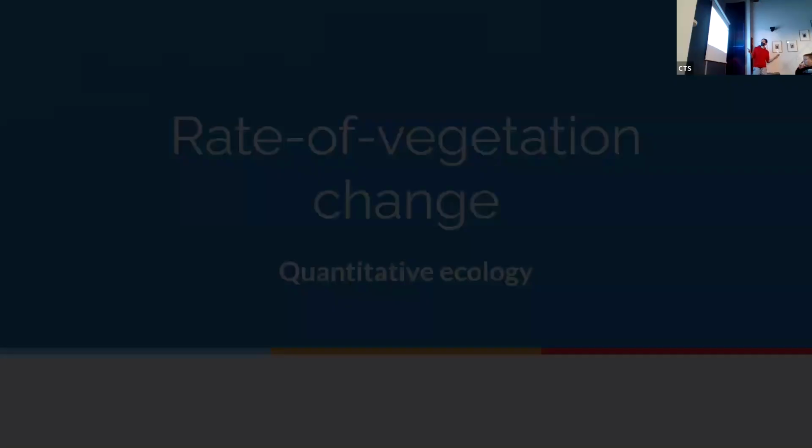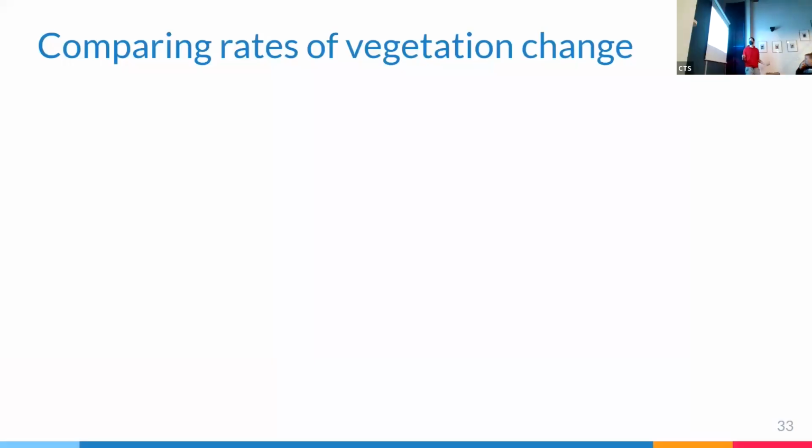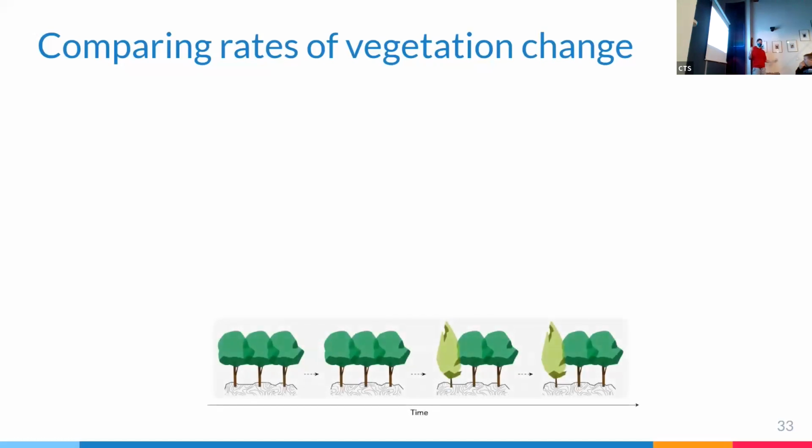Okay, that was a segue, and now the next part I'm going to be talking about is rate of vegetation change, because that's the topic I've specialized in for the last few years. So this is one of the ecosystem properties you can use to describe an ecosystem: the rate of vegetation change, right? But it's kind of difficult to imagine what the rate of vegetation change looks like in an ecosystem. So I have this visualization.